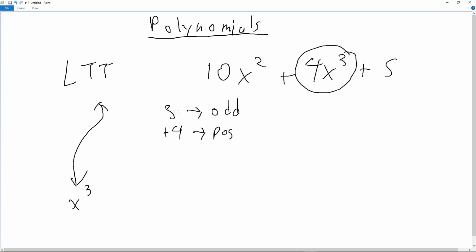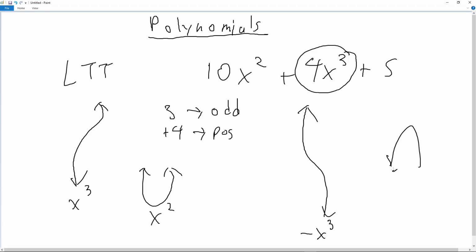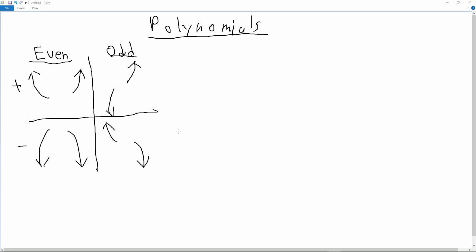If this was an even degree, it would mimic a quadratic, which looks like this, and this would be x squared. If this was negative instead of positive, it would look like this. This is a negative cubic, while a negative quadratic would look like this, negative x squared. Based off of the leading term test, we can make a graph which takes into consideration even and odd degrees and positive and negative coefficients. We can accurately graph a polynomial based off of its leading term.